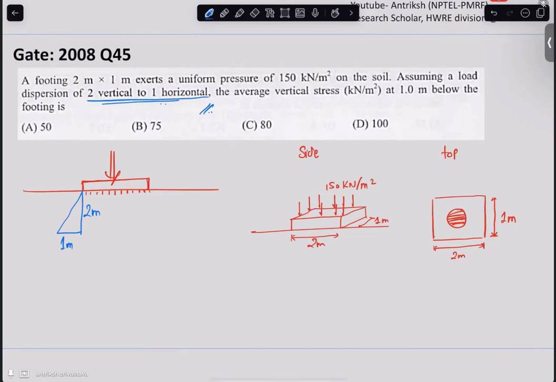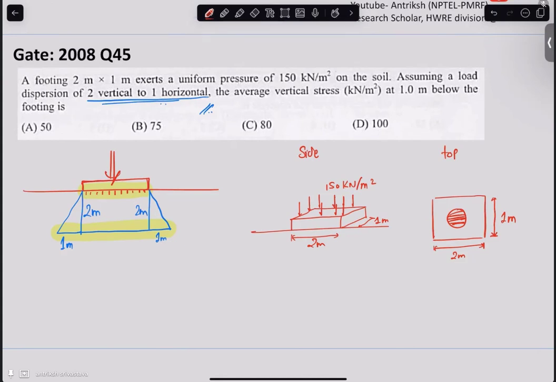So if you see here, this is going to be the area where you are going to experience your stress if you go 1 meter deep. This is the area. On the top of the soil surface, you have the area of the footing, but as you go down, that area is going to expand, and that ratio is given to us. So let's see what happens in the case of our footing.